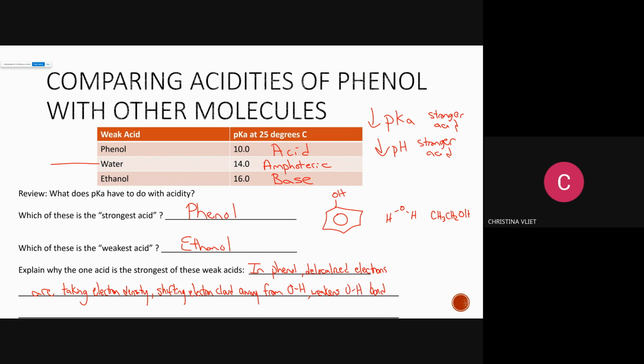So the idea here is it allows H plus to dissociate. So the idea here, thinking about it, is these electrons here are pulling the electron density down. The electron density is being pulled down, which means the bond between the oxygen and the hydrogen becomes weaker. A weaker bond will break easier. A weaker bond will break easier, so phenol will be a pretty good acid, at least in comparison to water. So what about ethanol? Why is it a terrible acid in comparison to water?